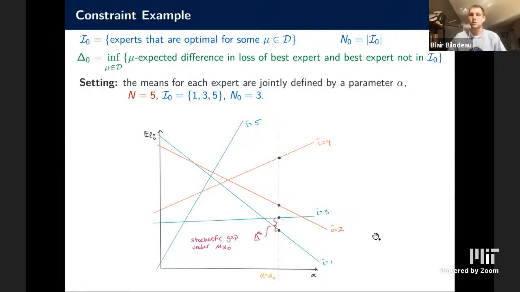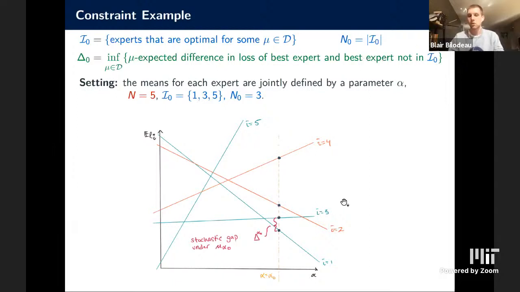If we were in the I.I.D. world and only this distribution with alpha 0 was allowed to be picked, then my stochastic gap would be the difference from the best expert to the second best, which is this amount delta alpha 0 here. But as I've described before, the delta 0 I'm actually interested in is the difference between the best expert and the best that isn't effective.